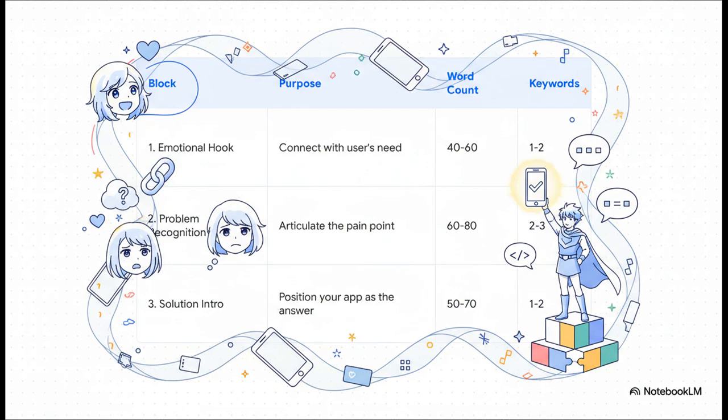Let's break down those first 3 blocks. The emotional hook is all about making an instant connection. Then, block 2, problem recognition, is where you make the user think, oh wow, yes, that is exactly my problem. Then, in block 3, you swoop in and introduce your app as the hero, the specific answer they've been looking for. And as you can see, there are even guidelines for word counts and keywords for each block.